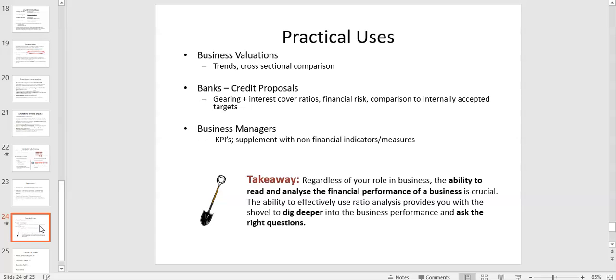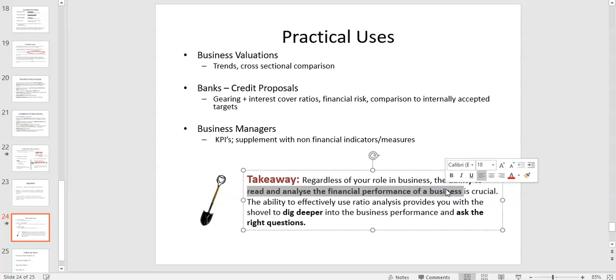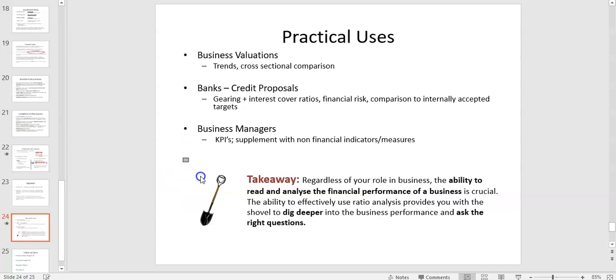And your key takeaway here is that the ability to read and analyze the financial performance of a business is crucial. If you're going to be a future accountant, you're going to be doing corporate finance modules, you need to be able to interpret what financial statements are telling you. Not just prepare them under IAS 1, not just know your debits and credits, but actually read and analyze them. What is this trend telling me year on year? And what ratio analysis allows you to do, as this shovel says, is dig deeper.